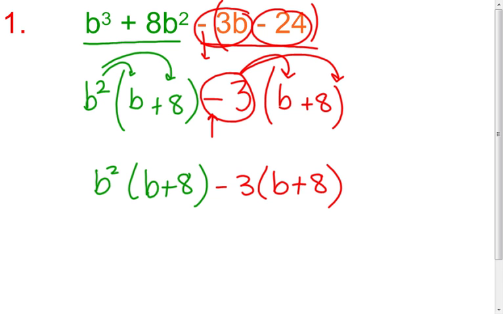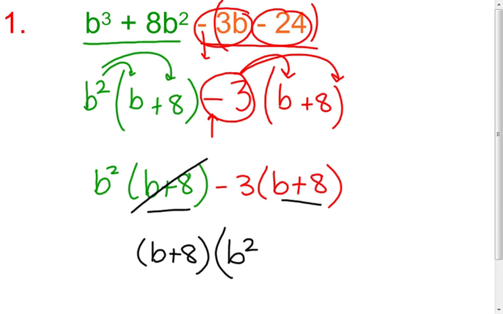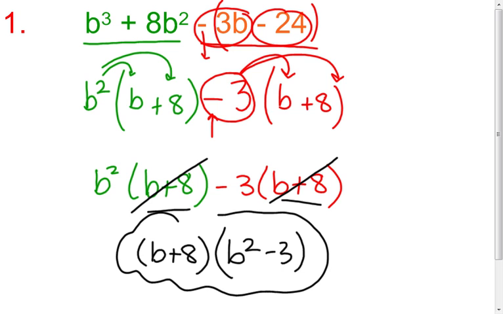Notice I still have the same thing in both parentheses. Really what I did is I pulled out a negative 3, okay? I have the same thing in both parentheses. Both the green and the red have a b plus 8 to them, so I will pull that b plus 8 out of both terms. If I pulled the b plus 8 out of here, what I have left in green is b squared, and if I pull the b plus 8 out of the red, what I have left is negative 3. And that's how this one factors.